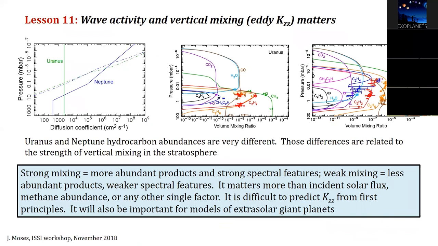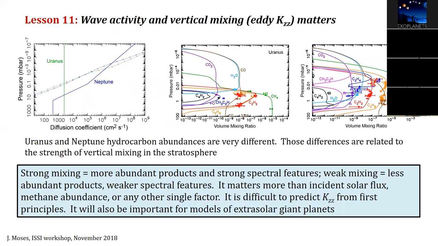Wave activity also matters. So probably the single most important thing in terms of explaining differences in composition between, say, Uranus and Neptune, or giant planets in general, is this thing called eddy diffusion, the strength of atmospheric mixing. Basically, we think there are waves generated in the troposphere that break in the stratosphere, gravity waves that mix the atmosphere. And Uranus has a very low internal heat source, apparently not much of that wave activity. It confines the methane to very low altitudes compared to Neptune.